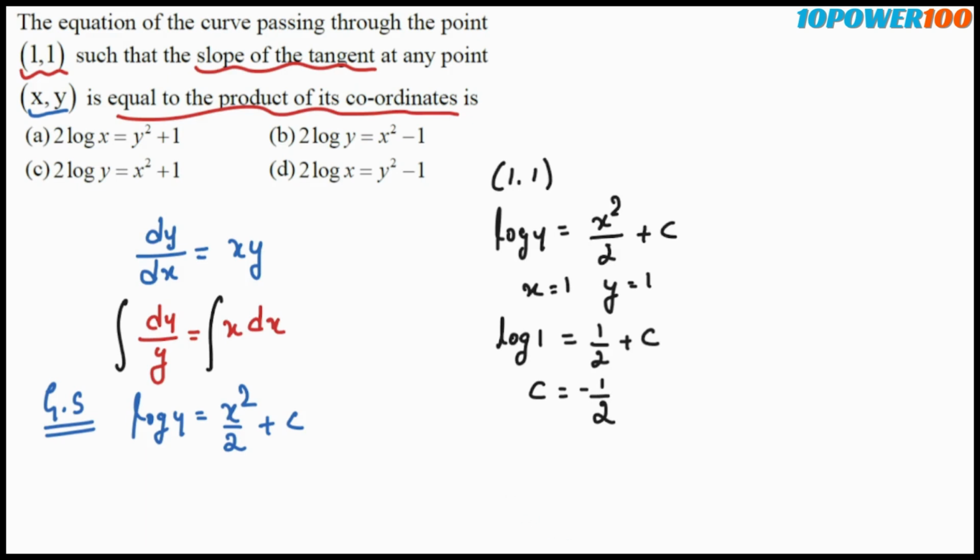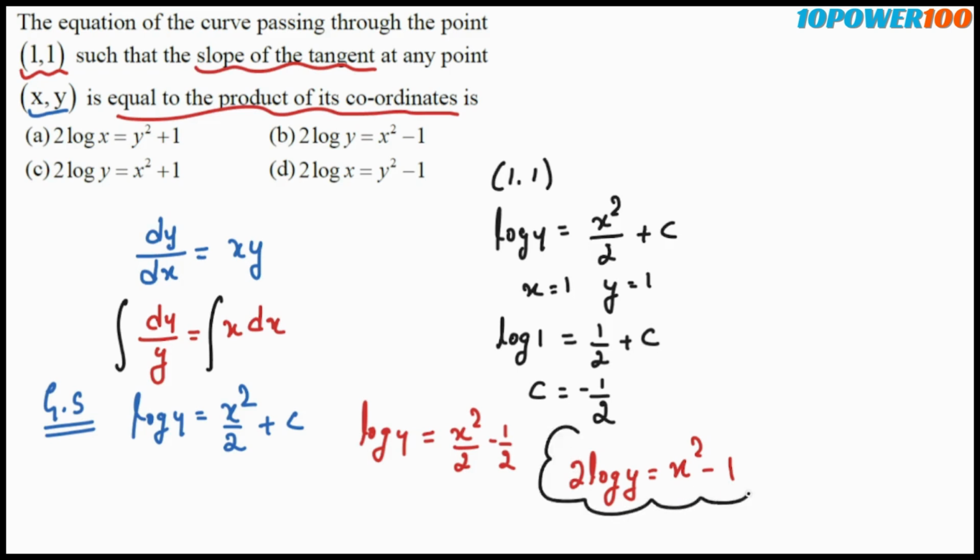Now the final solution for this: let's substitute, log y is equal to x square by 2 minus 1 by 2. Now let's take 2 common and send it to the other side. It becomes 2 log y is equal to x square minus 1. Do we have this option? Yes, option B. If you observe carefully, option B is 2 log y is equal to x square minus 1. So we can conclude that option B is the right answer.